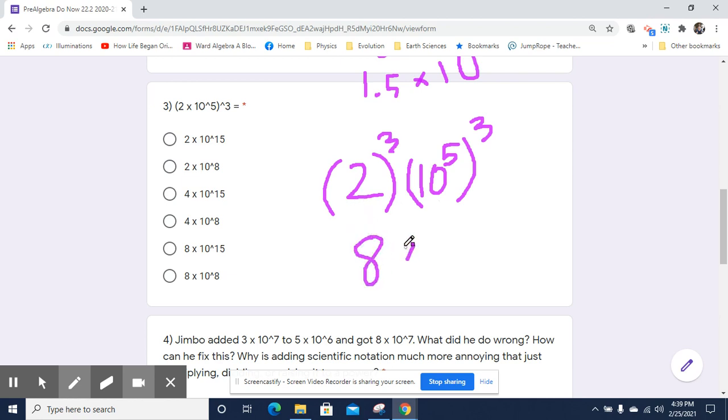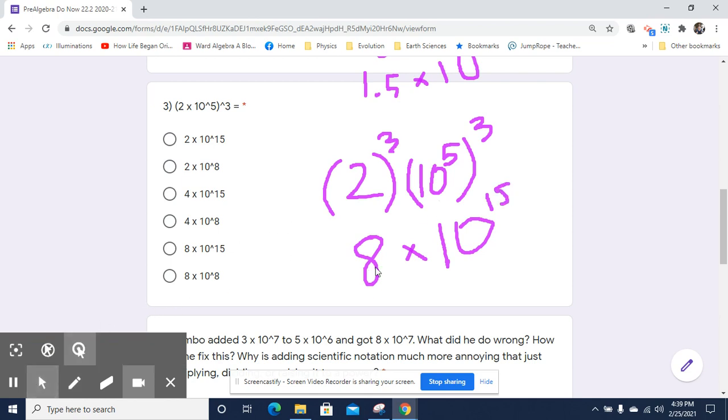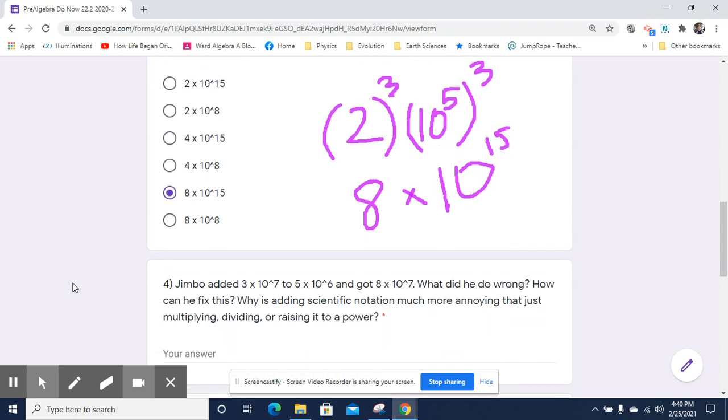Cool, that coefficient is in scientific notation format. And this is going to be 10 to the 5 times 3 power, so 10 to the 15th. And that will be the answer: 8 times 10 to the 15th power. If you did this one here, then you forgot to cube the 2. If you did this one, you probably squared it instead of cubing. If you did this one, you forgot to cube the 2 and you just added the exponents, but raising a power to a power is multiplying. So 8 times 10 to the 15th is our answer.